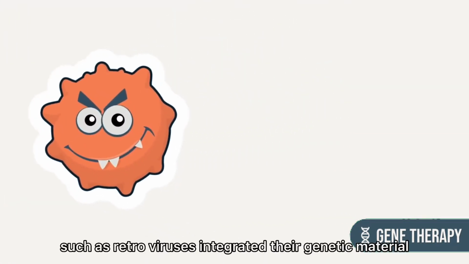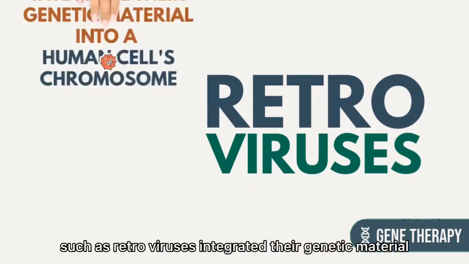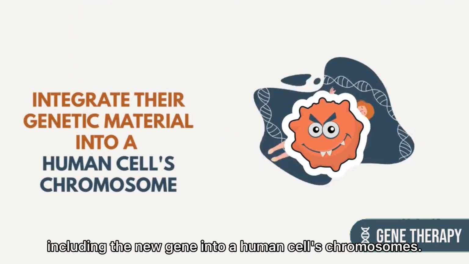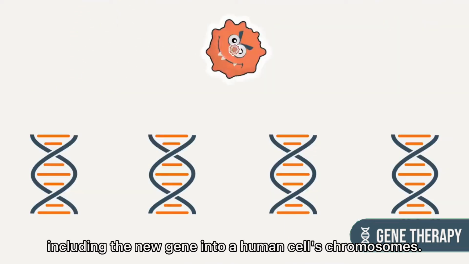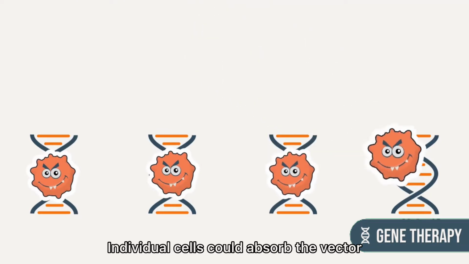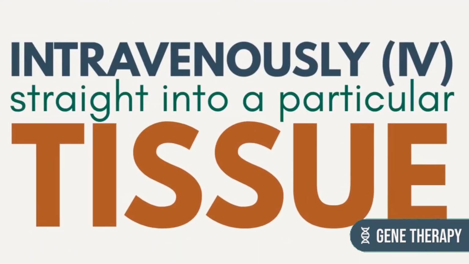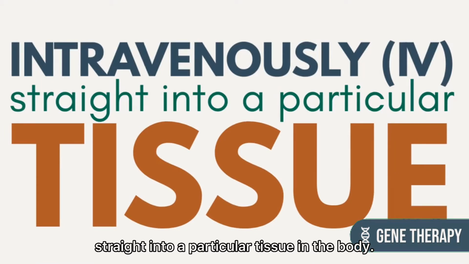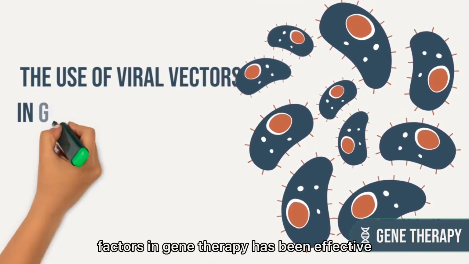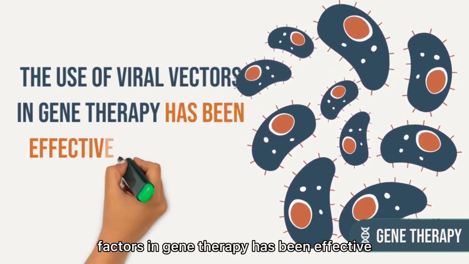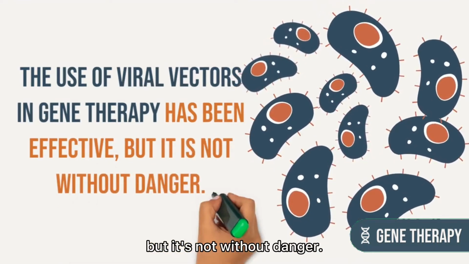Certain viruses, such as retroviruses, integrate their genetic material, including the new gene, into a human cell's chromosomes. Individual cells could absorb the vector when it is injected, administered intravenously (IV), or delivered straight into a particular tissue in the body. The use of viral vectors in gene therapy has been effective, but is not without danger.